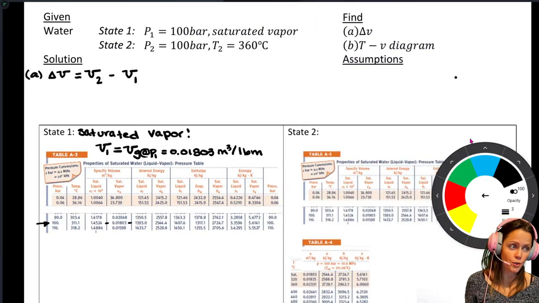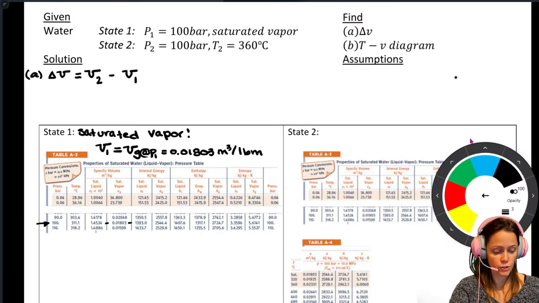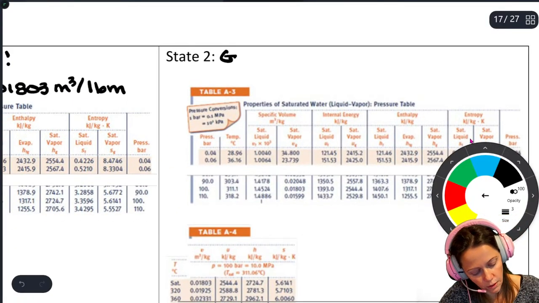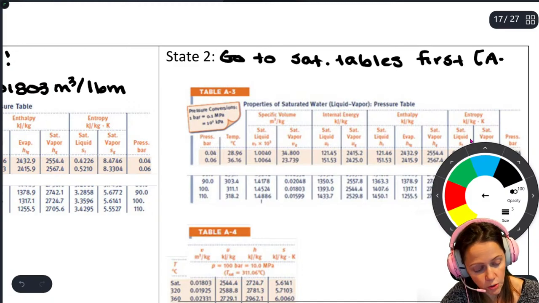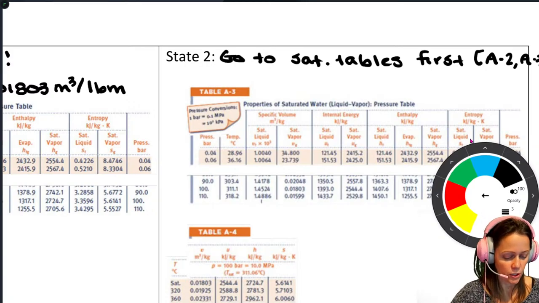But for state two, they don't tell me what phase it is, so I need to use the property data there to figure it out. So I'm told that it's at 100 bar and 360 degrees Celsius. So I need to go to the saturated tables first. You can go to table A2 or you can go to table A3. It doesn't really matter. Both of them are convenient. I just happen to be in table A3 already.